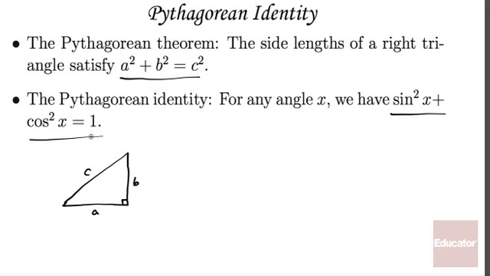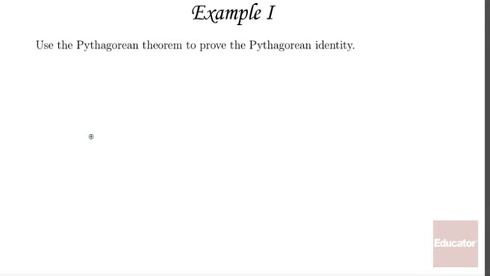You should think of these as being sort of facts that come out of each other. In fact, we're going to use each one of these facts to prove the other one. So these are really equivalent to each other. So let's go ahead and start doing that. In our first example, we're going to start with the Pythagorean theorem. Remember, that's a squared plus b squared equals c squared. And we're going to try to prove the Pythagorean identity, sine squared x plus cosine squared x is equal to 1.